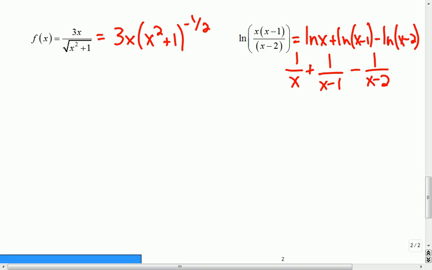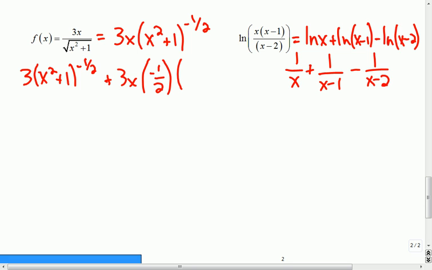If I did product rule on this, there's 2 functions. It's the derivative of the first piece times the second plus the first piece times the derivative of the other one here, which is going to be negative 1/2 times x squared plus 1. This will be negative 3/2 now, and there will be a 2x for the derivative of the inside.